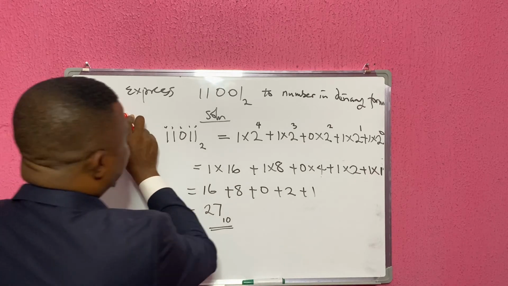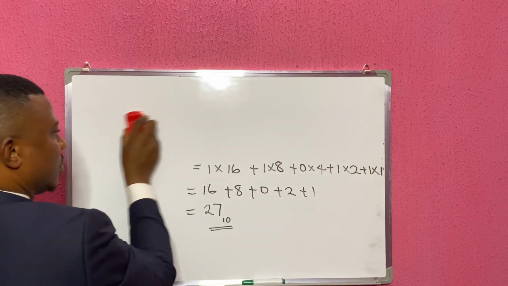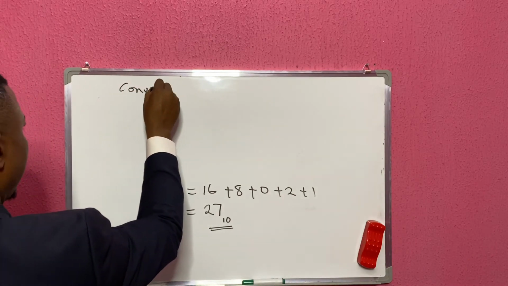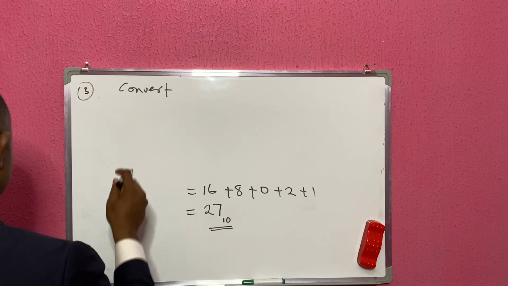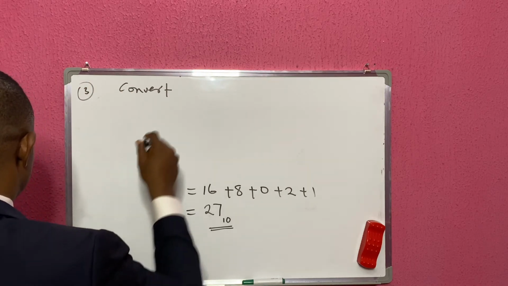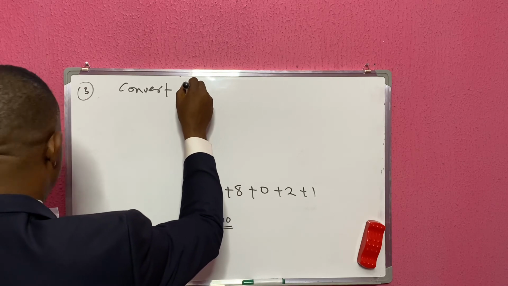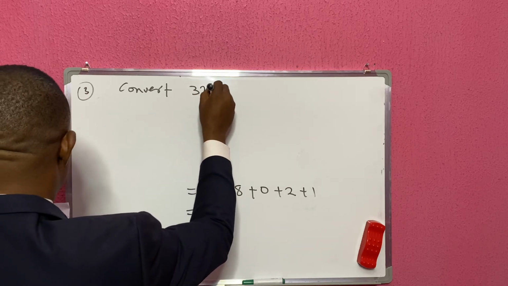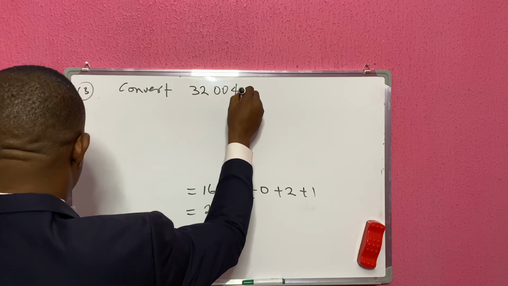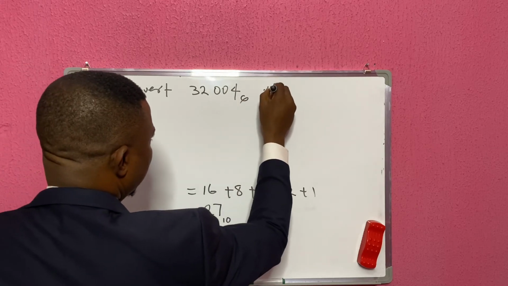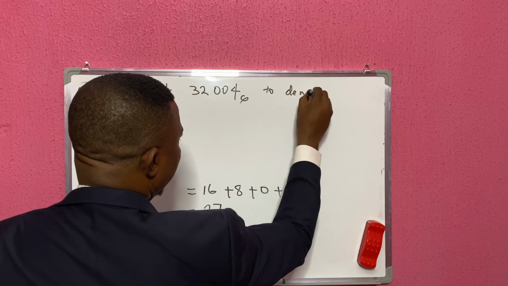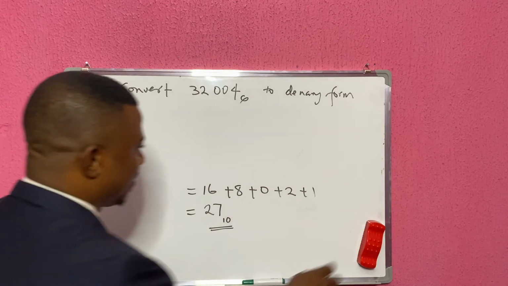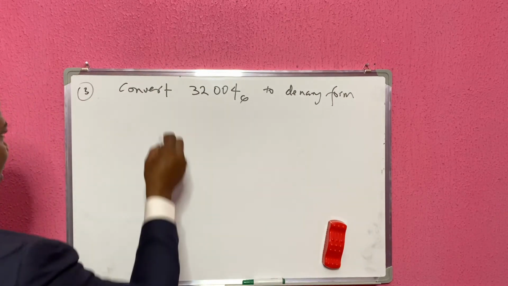Another question. Let's see, question 3. Convert 32004 base 6 to denary form. Denary form is base 10, number in base 10. The same method applies here, very simple.